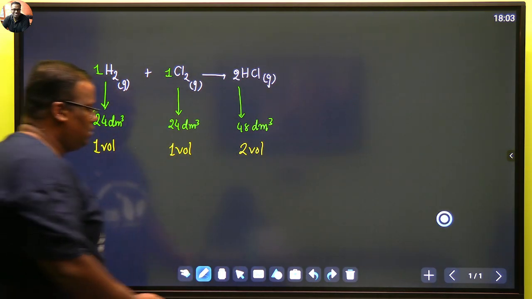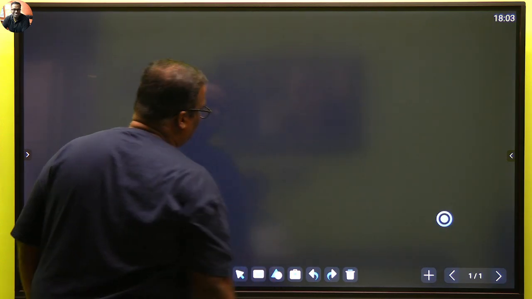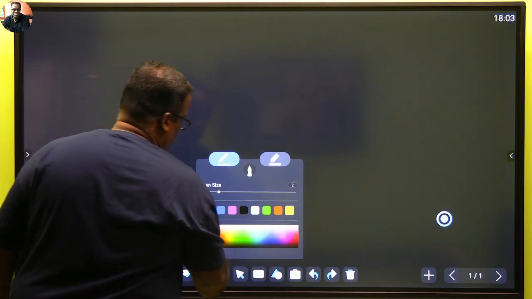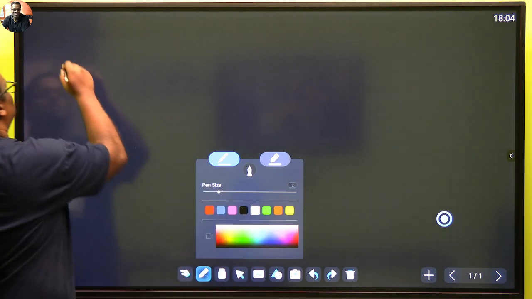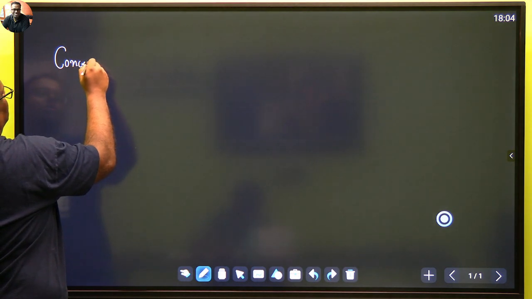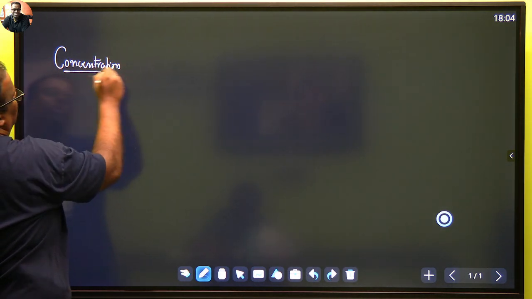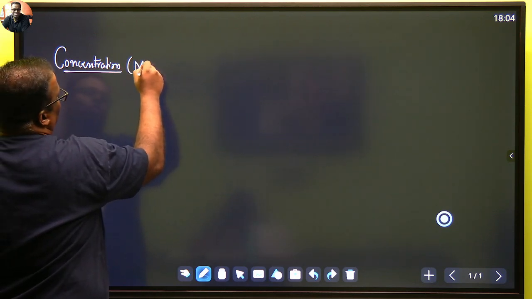Now let's understand something about molar concentration. That's another topic. Then only we will understand acid-base titration. Molar concentration, or rather we call it concentration. So concentration can be mass concentration. So right now what we are talking about is molar concentration.